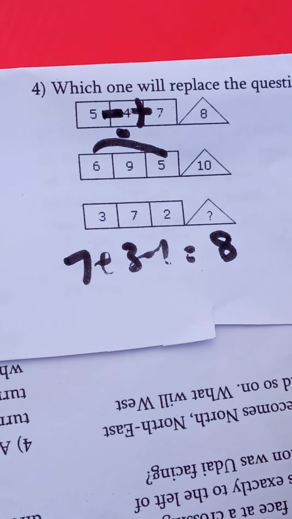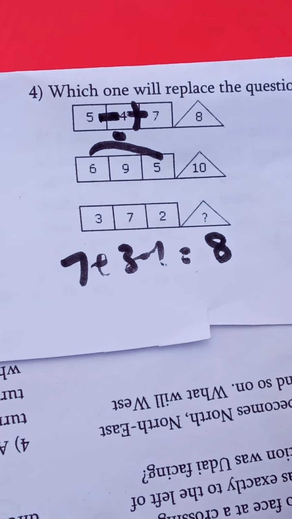Bigger number should be taken and the other two smaller numbers should be subtracted.